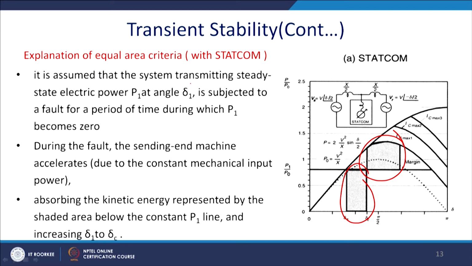It is assumed that the system transmitted the steady state electric power P1 at an angle delta 1 and is subjected to a fault, during which P1 becomes 0, thus you get an acceleration power. During the fault, the sending end machines accelerate due to the constant machine input power, absorbing kinetic energy represented by the shaded area below the P1 line, with the angle increasing from delta 1 to delta C. So, you can see that this will increase like that.